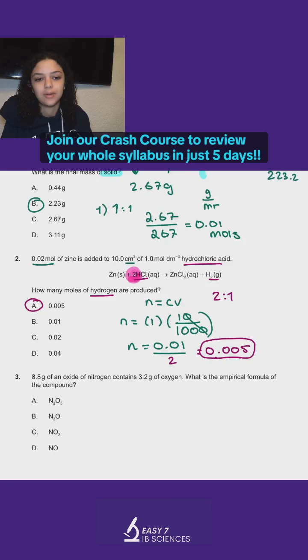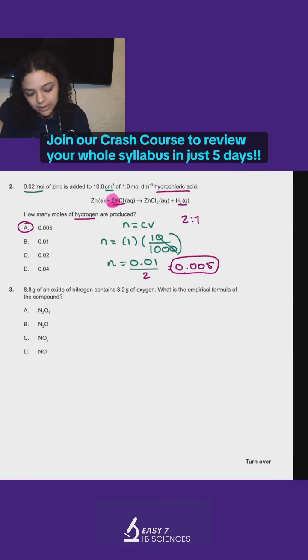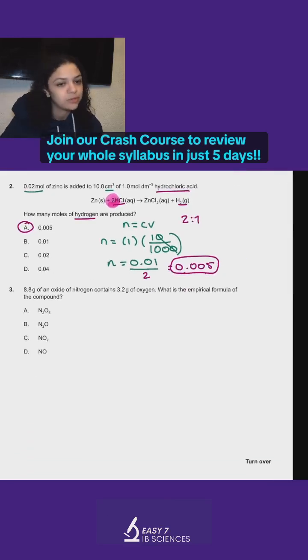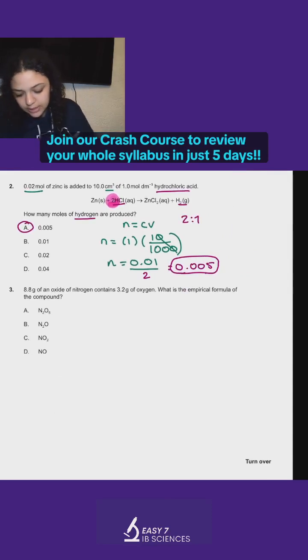Okay, good. I'm going to move on just because a lot of you guys are saying yes. And here we have an empirical formula question, also a very common IB question. It says 8.8 grams of an oxide of nitrogen contains 3.2 grams of oxygen. What is the empirical formula of the compound?